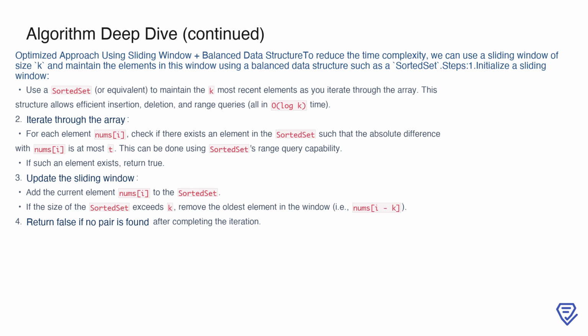After the check, we update the sliding window by adding the current element to the sorted set. To keep the window size at most k, we remove the oldest element from the set if the window exceeds this size. If we complete the iteration without finding a valid pair, we return false. This approach significantly reduces the time complexity by leveraging the efficient operations provided by the balanced data structure.